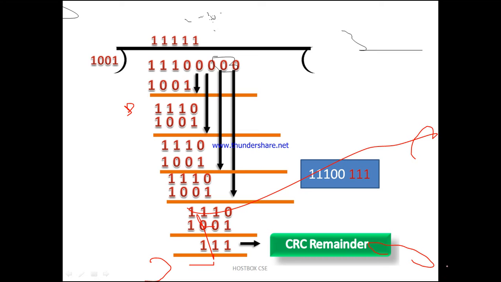Now the question is, what will happen on the receiver side? The receiver also receives the same data. How do we know whether the data is correct or wrong? Is it accepted or not? Let's see the receiver side.